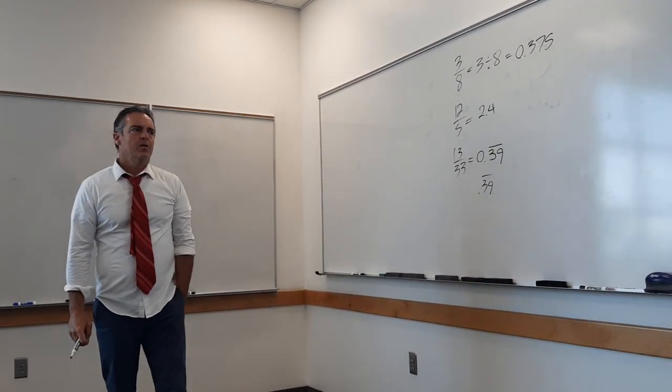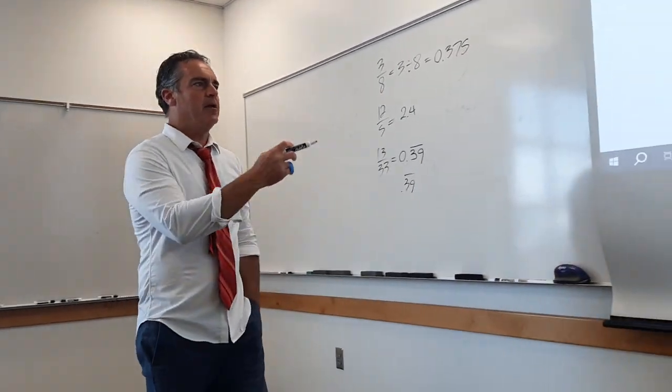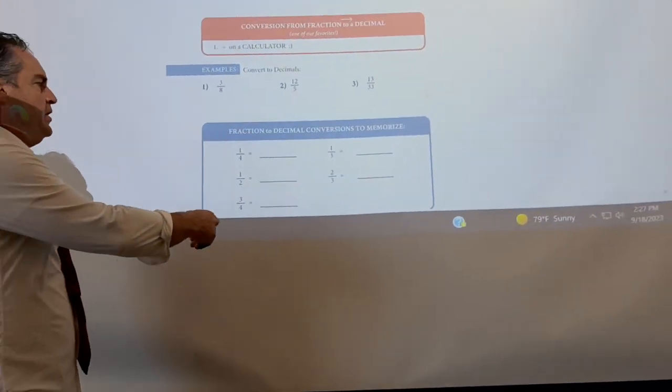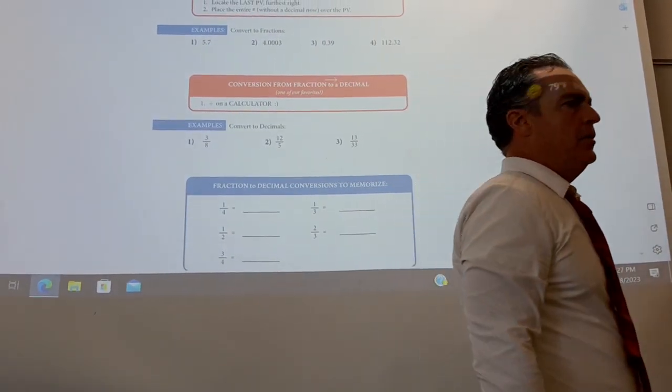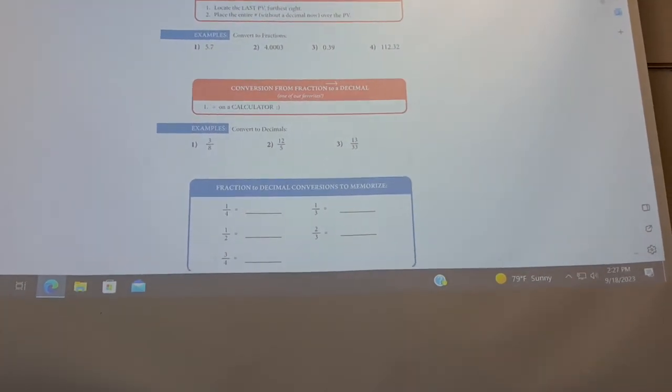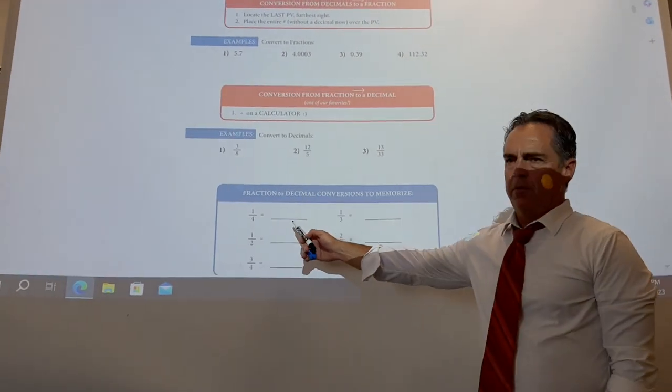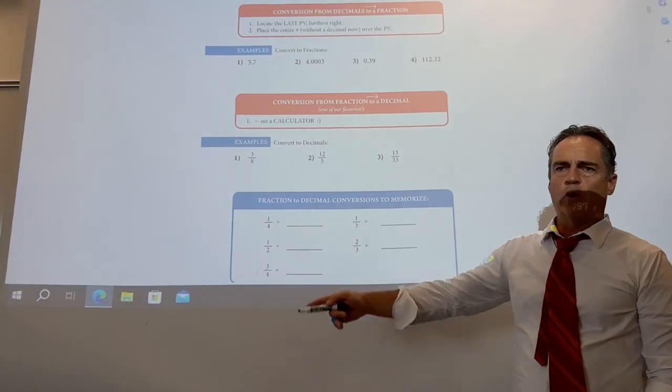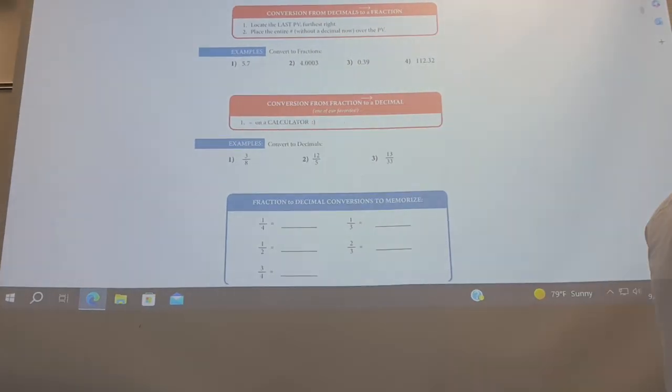Okay? All right, these next 5 right here, I want you to have these memorized, okay? You should be able to make these conversions back and forth without a calculator. What is the decimal version of 1/4? 0.25, write these down. 1/2? 0.5. 3/4?